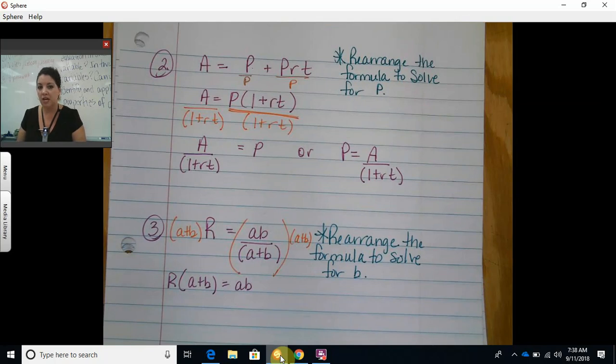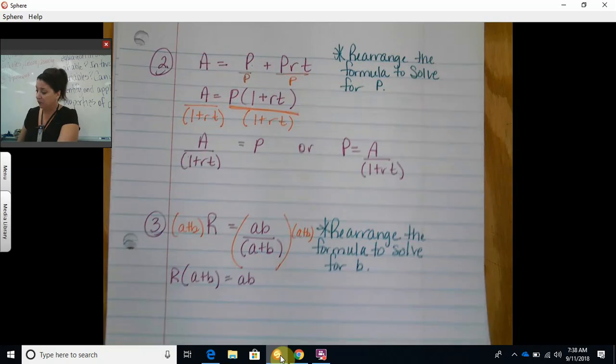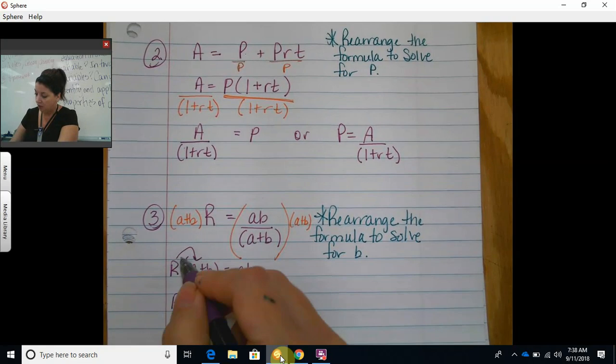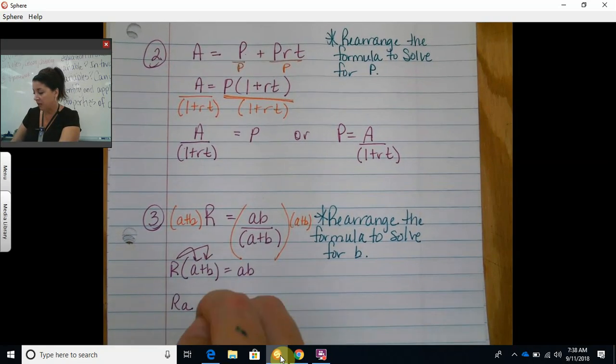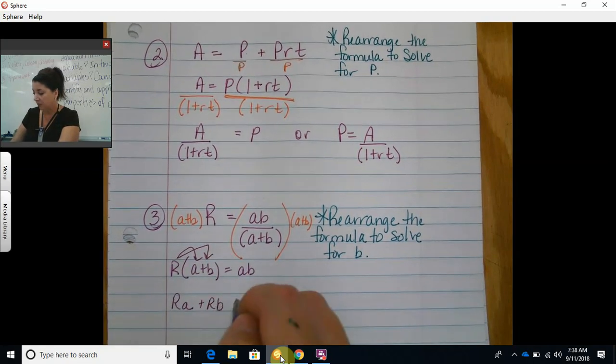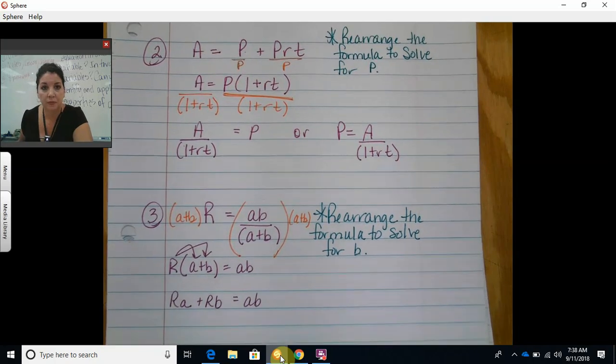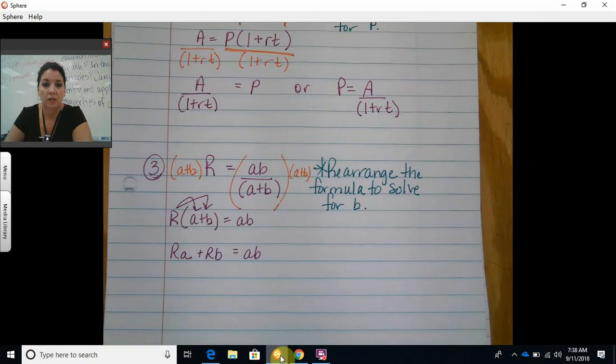So how about let's go ahead and distribute that R on the left side and then see what we can do from there. So R times A is RA. R times positive B is positive RB equals AB. So remember, we're trying to get our B's together. We have B's on the left and B's on the right. Any idea what we could do next to try to get closer to the solution?